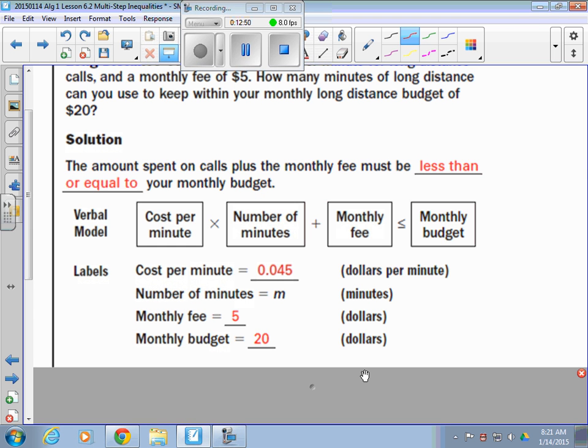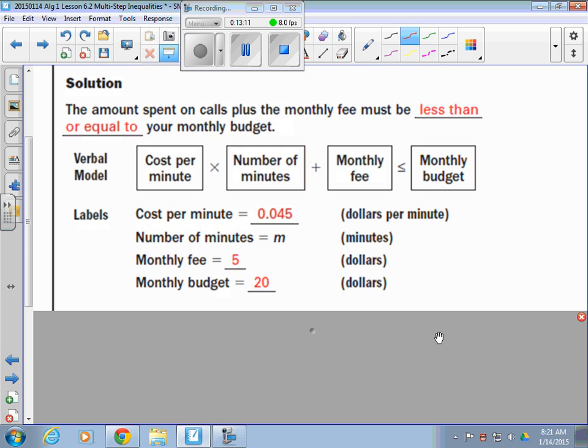The number of minutes is M. That's the unknown, that's the variable. The monthly fee is $5 and the monthly budget is $20. Notice the fee and the budget are in dollars, and the cost per minute, even though it was 45 cents, is given to you in decimals to make it into dollars. So it's all the same units.